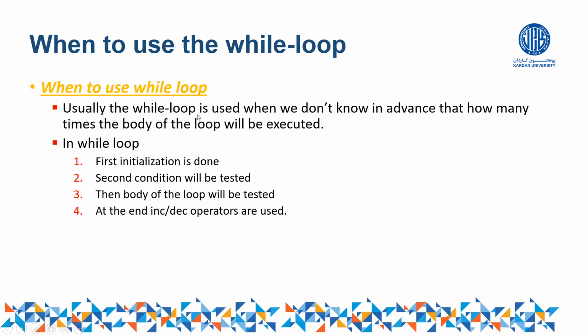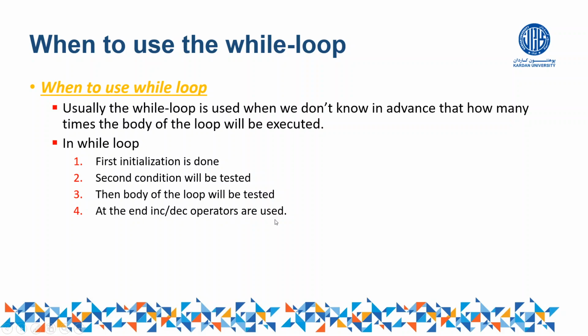Usually the while loop is used when we don't know in advance how many times the body of the loop will be executed. This is self-explanatory. I have explained this many times: we use the while loop in situations where we don't know in advance how many times the body of the loop will be executed. So in a while loop, first initialization is done, second the condition is tested, then the body of the loop is executed. At the end, increment and decrement operators are used.